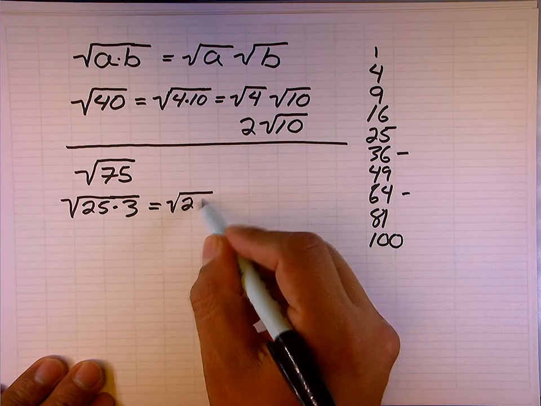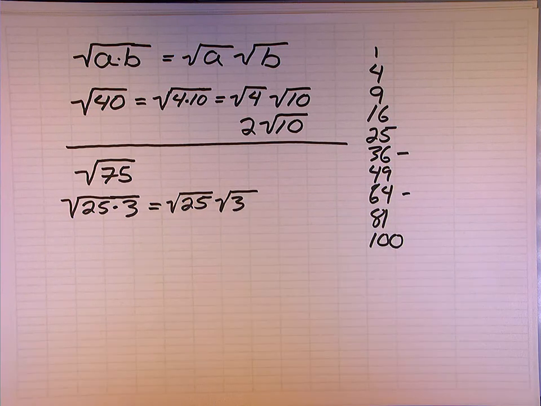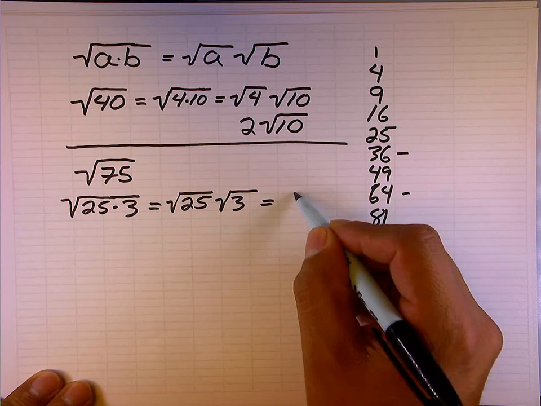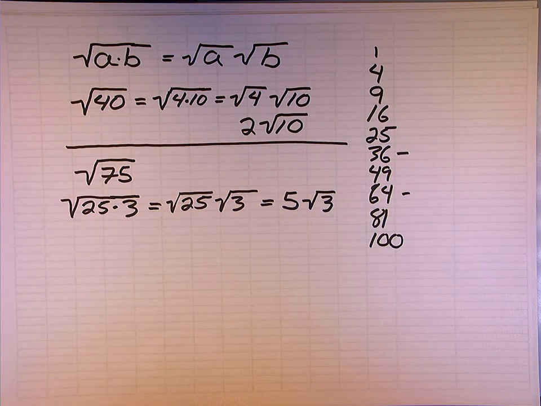Now I can split that into two radicals, one with the 25, one with the 3. Because 25 is a perfect square, I can take its square root, leaving me 5 times square root of 3 as my final answer.